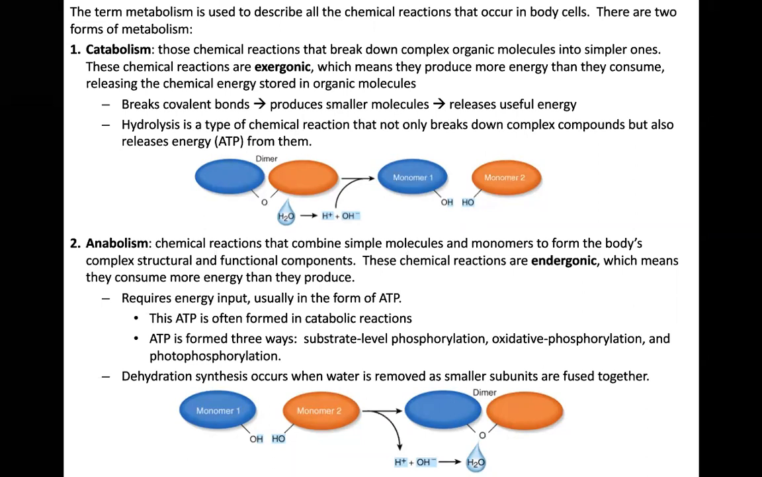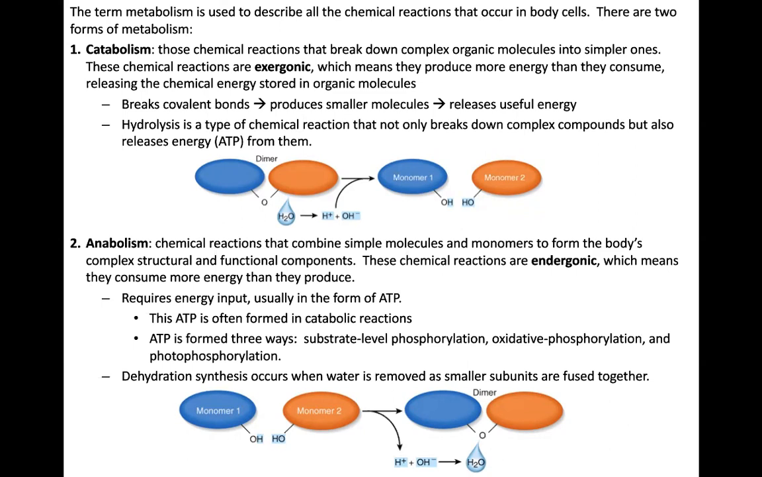We just got done talking about digestion, and that was an example of catabolic reactions. We're going to talk a lot about catabolic reactions here today with regards to glucose and how we break it down into simpler substances to extract the energy from it, which is why we do it. These chemical reactions are exergonic, meaning they produce more energy than they consume, releasing the chemical energy stored in organic molecules, which is what I just said. This is why we perform catabolic reactions regarding glucose and other food substrates.